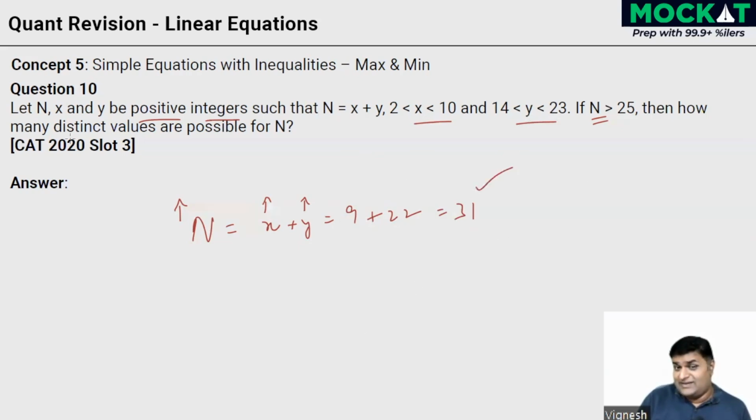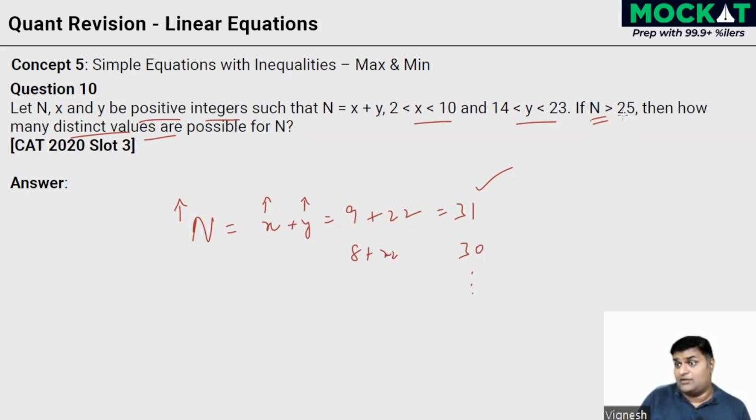Now, how many distinct different values can n take? I'm not bothered about x and y. So can n take a value of 30, one less than that? Yeah, so if I reduce 1 over here and make it 8 plus 22, that's also in the acceptable range. 30 is possible. And if I keep reducing, what is the lower limit?